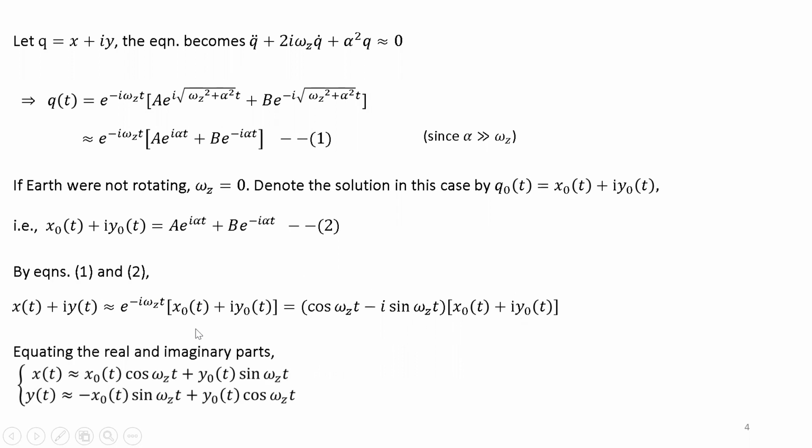Now it's time to equate the real part and the imaginary part: the real part for x, the imaginary part for y. Like this. Now the sine and cosine functions come out, which makes you feel comfortable, as you would expect. First of all, you know how x naught(t) and y naught(t) would behave. Those would be sine or cosine functions with alpha as the angular frequency.